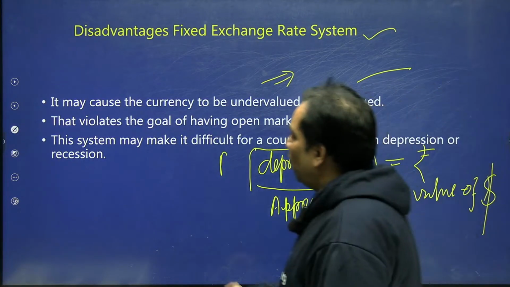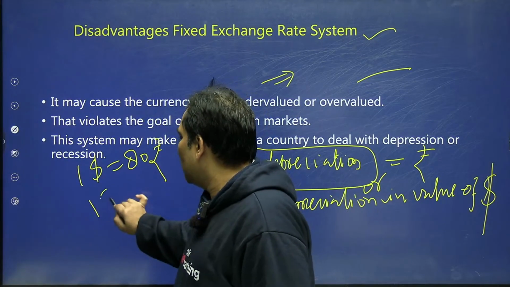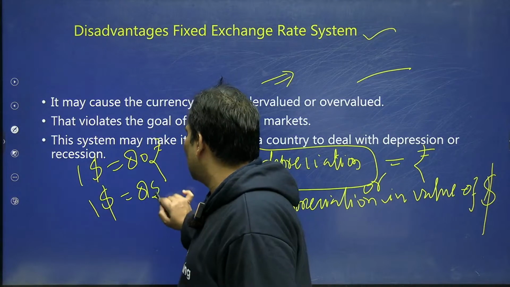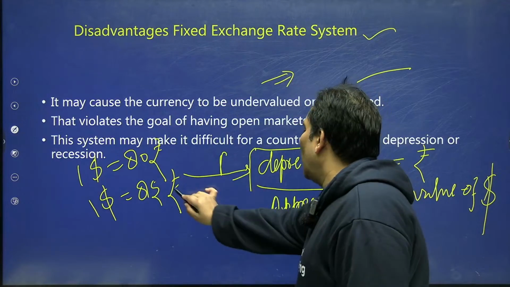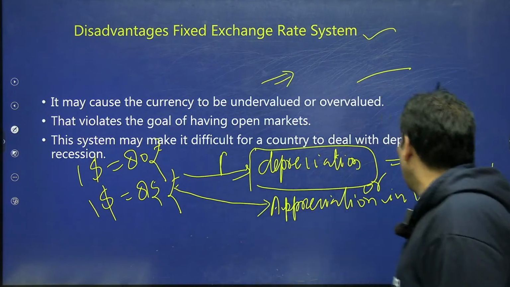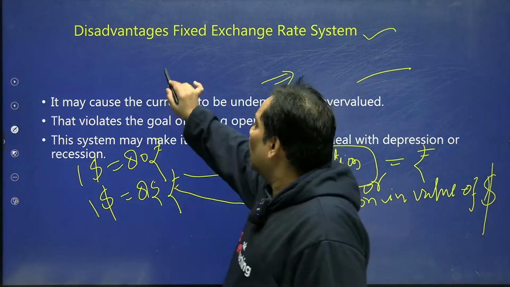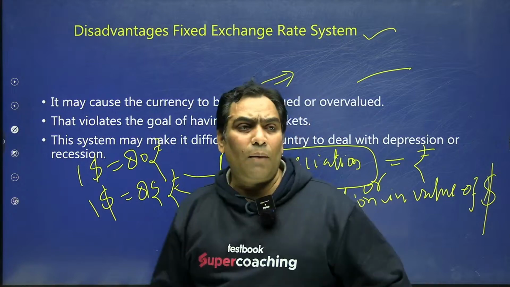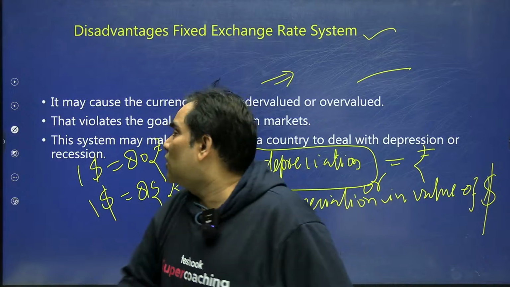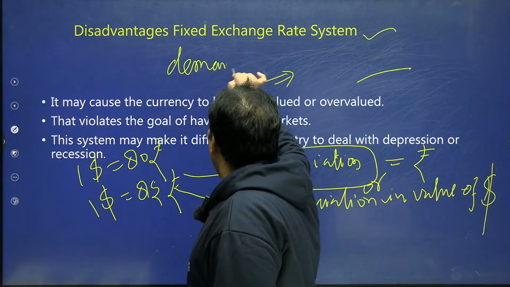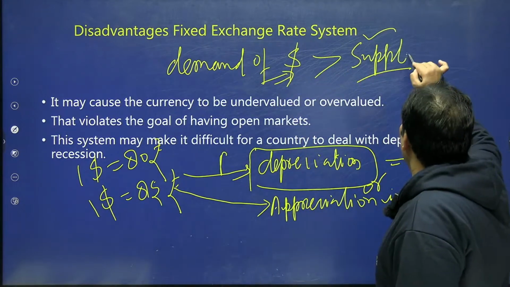Or suppose $1 equal to 80 rupees. Now it is $1 equal to 85 rupees. So this is nothing but depreciation in the value of rupee, or it is nothing but appreciation in the value of dollar. So why is there appreciation? Because the value of anything increases when demand is more than supply. Demand of dollar is more than supply of dollar.